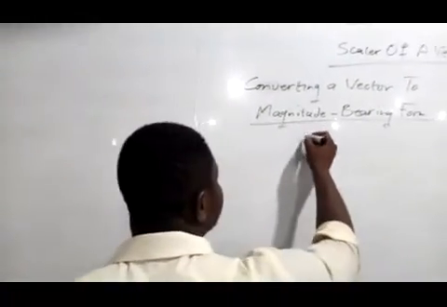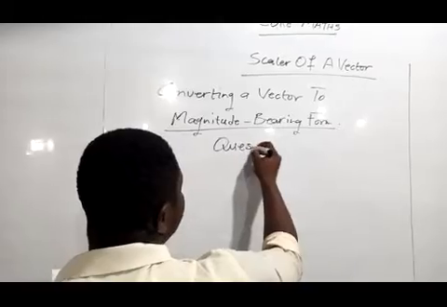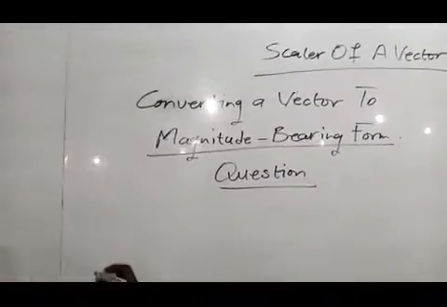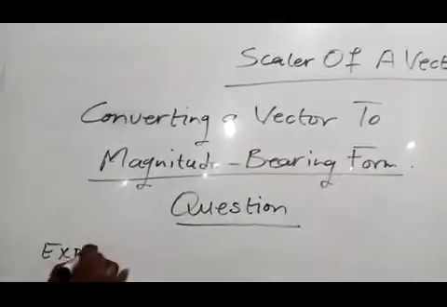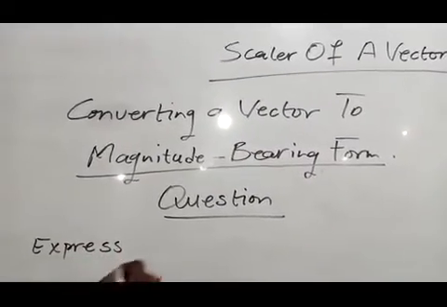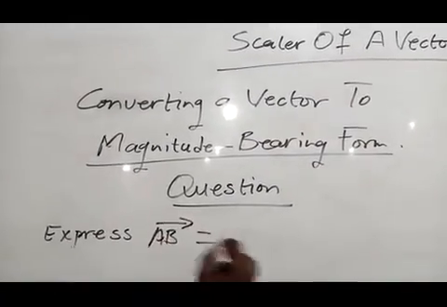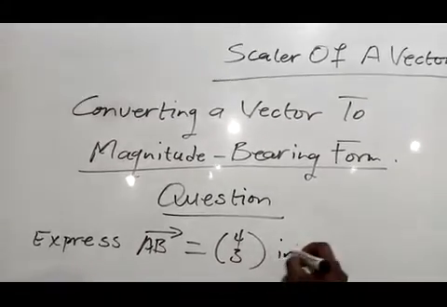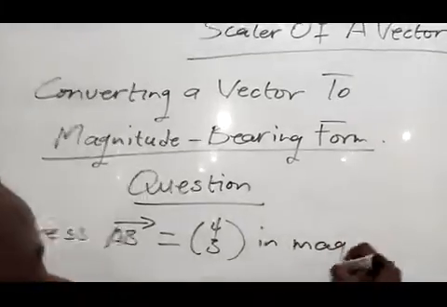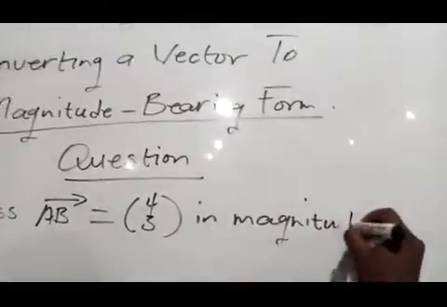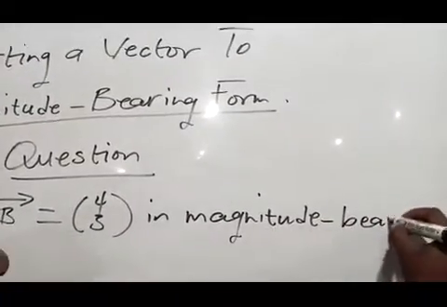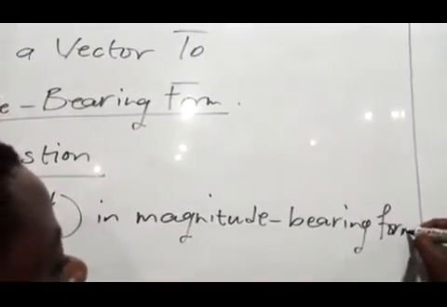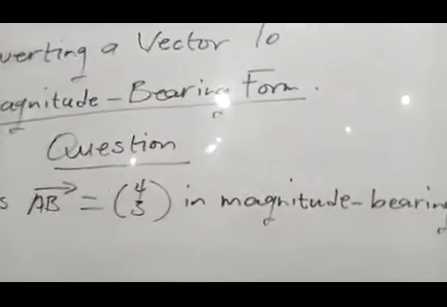Okay, so this is the question we are going to use to understand that particular concept very well. Express vector AB equals (4, 3) in magnitude bearing form.